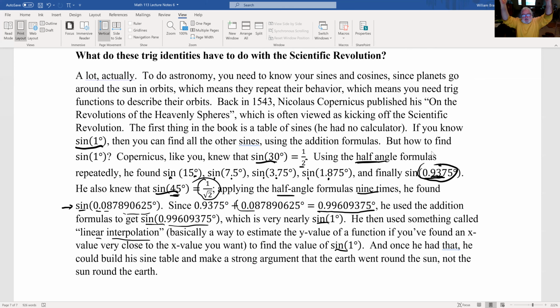Here are the sines of all the things, and then he can make his argument that the Earth went around the sun and not the sun around the Earth. Keep in mind that as he's doing this, he has no calculator, so he had to do all of this by hand. And now we have computers and stuff, and so we can just graph things quickly and make the computer calculate stuff. So that's that. And I should stop.